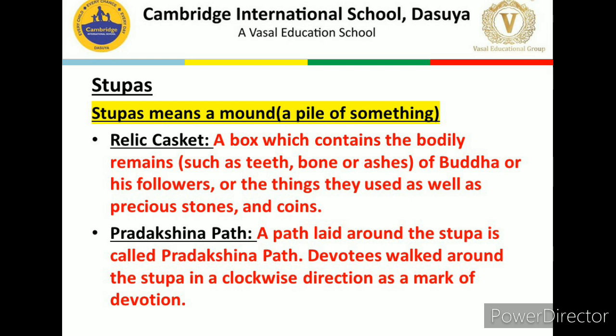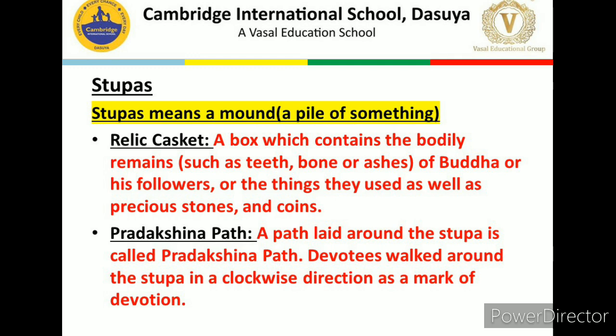This relic casket is placed at the center of the stupa. Then a layer of mud is applied on it. Some bricks and stone slabs can also be used to give it a dome-like structure. And then outside this there is a pradakshina path. Pradakshina path means a path laid around the stupa, and the devotees can walk around the stupa in a clockwise direction as a mark of devotion. So these are the two main things of the stupa: one is the relic casket and the second is the pradakshina path.